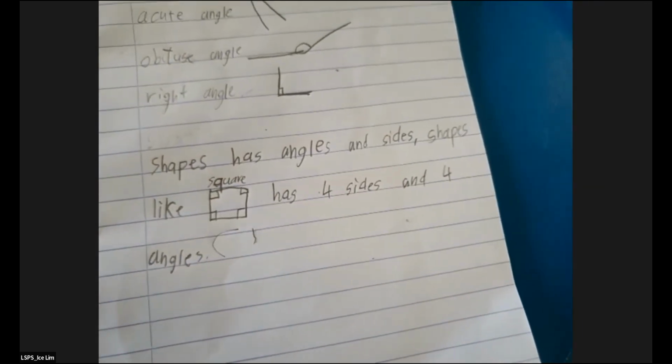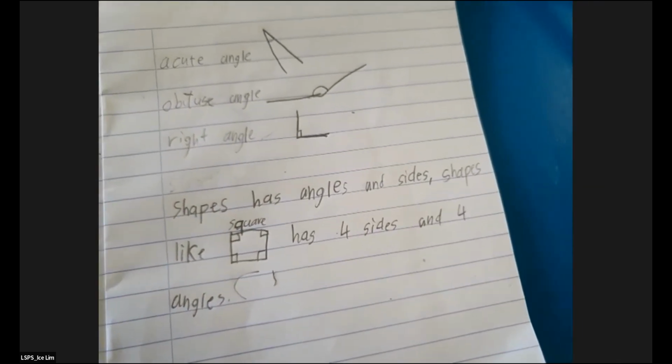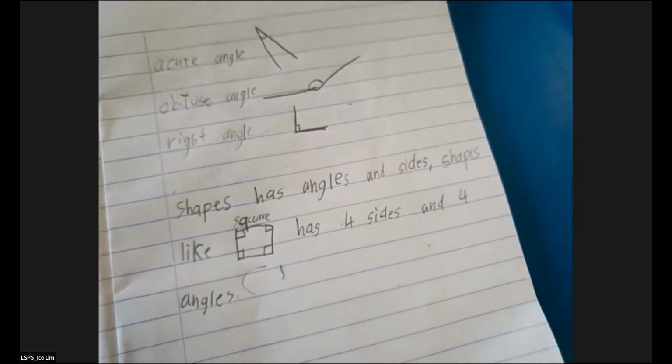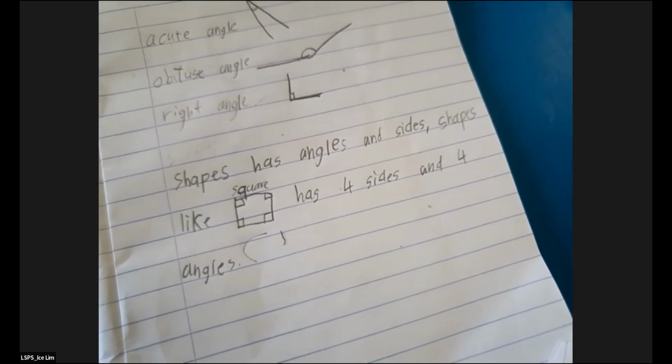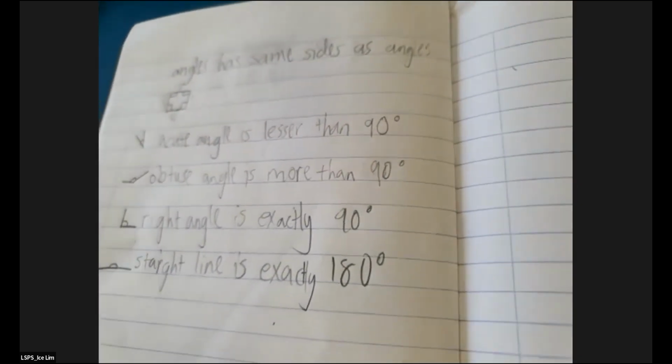Okay, and Nigel mentioned that shapes have angles and sides. And like squares, so sides and angles have some relationship. And you seem to find angles in shapes. But so far, no one really quite explained what angles are.